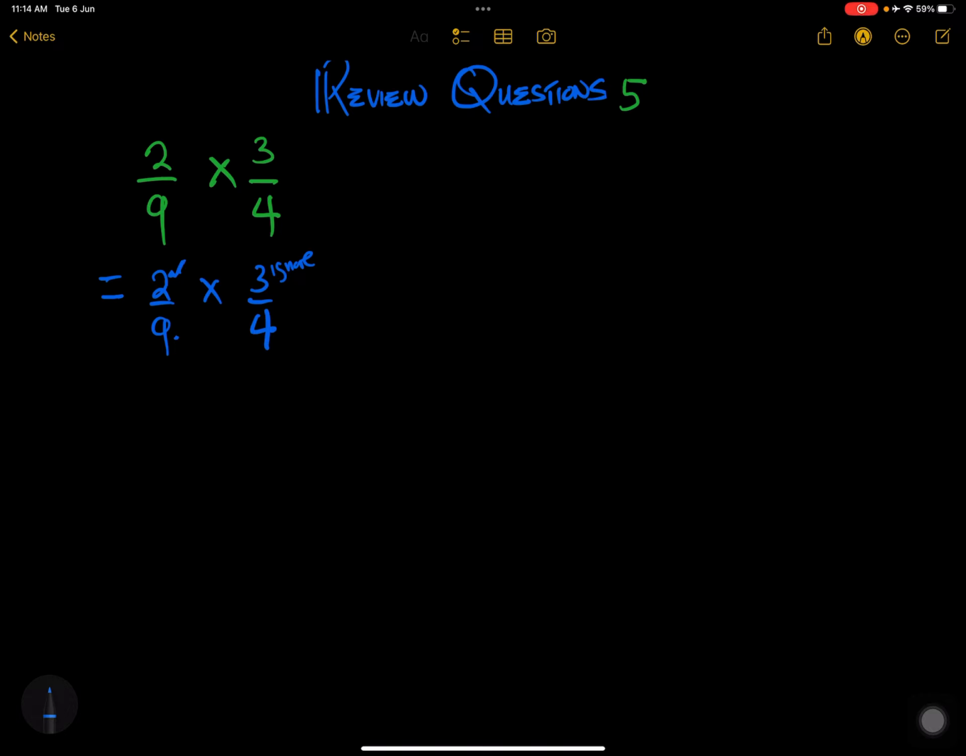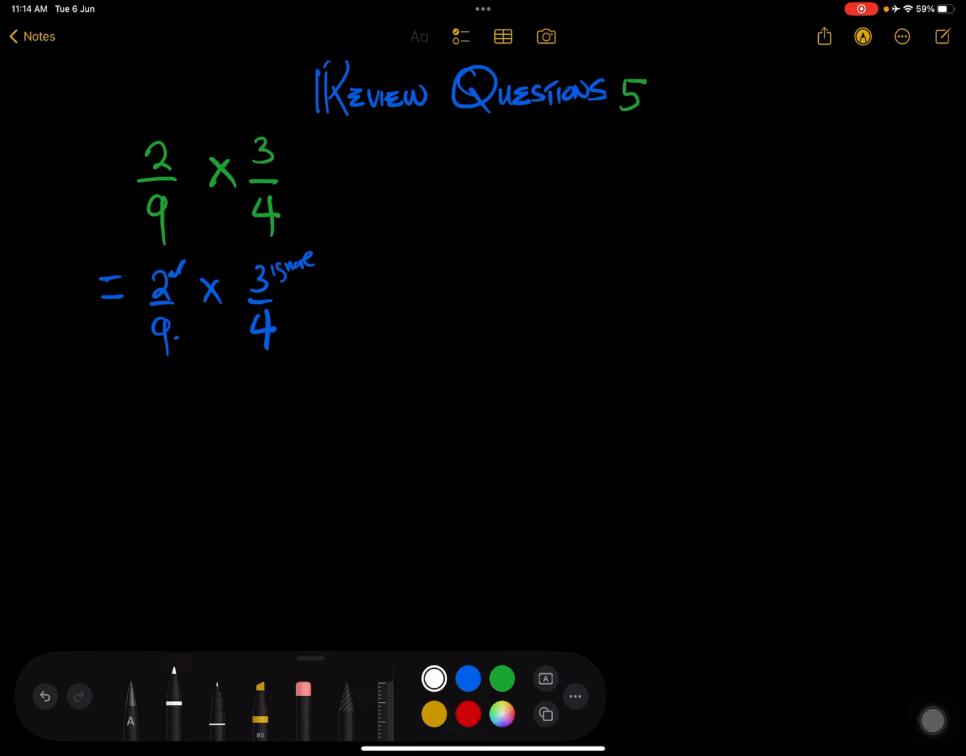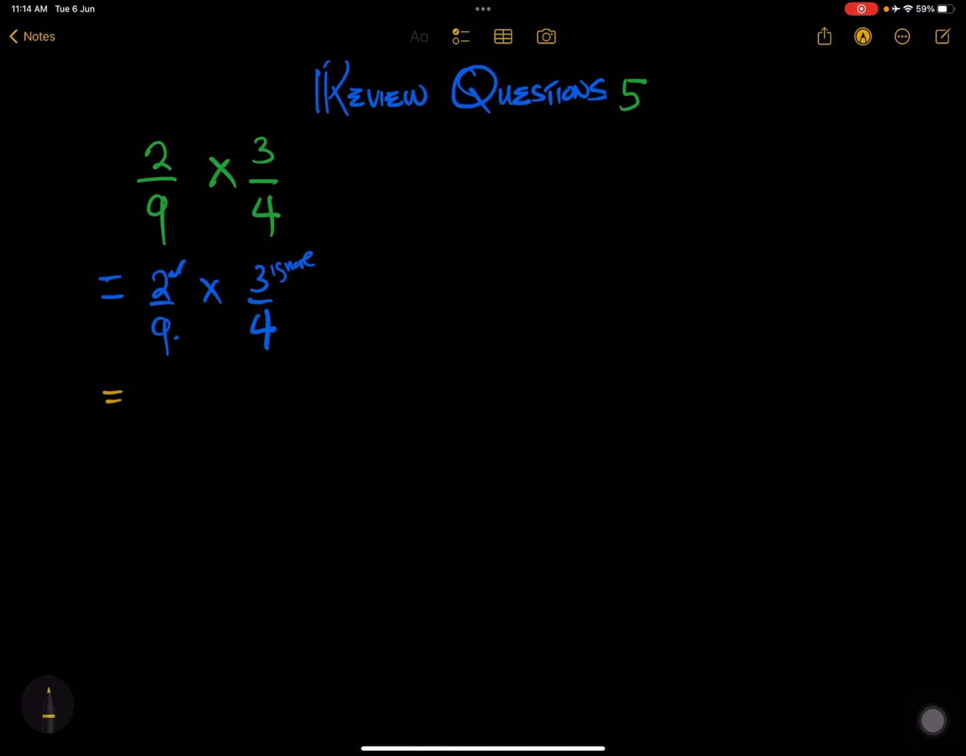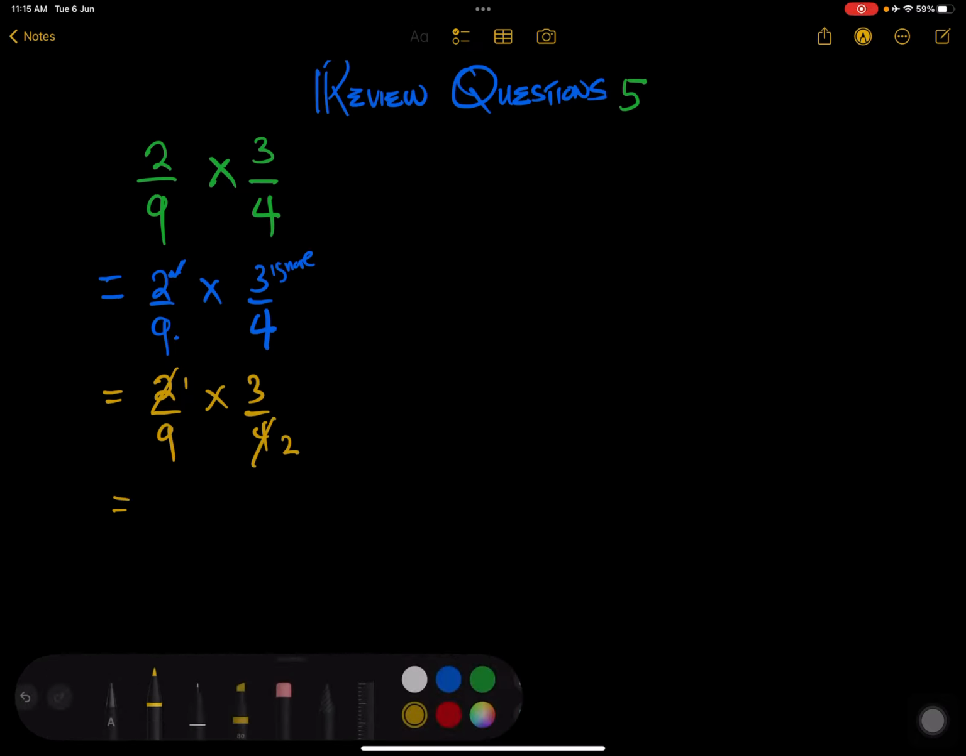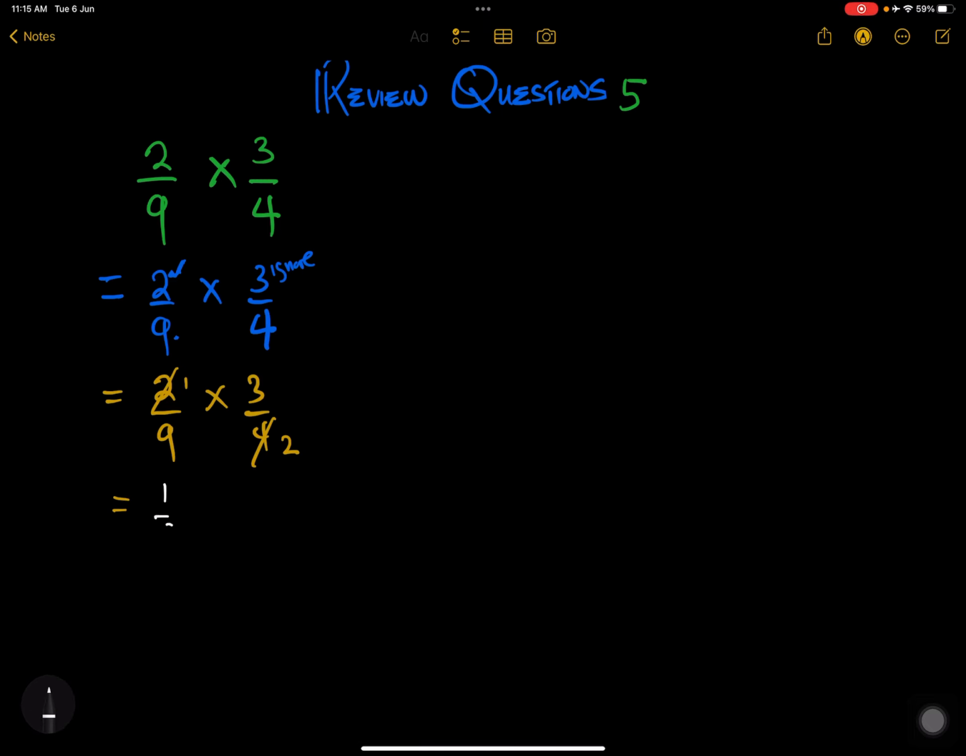However, can 2 go into 4? Yes, I think 2 can go into 4, right? It cannot go into 9. So we have 3 over 4. 2 can go into itself 1 time, but into 4 2 times, because it has a common factor, which is 2. So right now we are having 1 over 9 times 3 divided by 2.